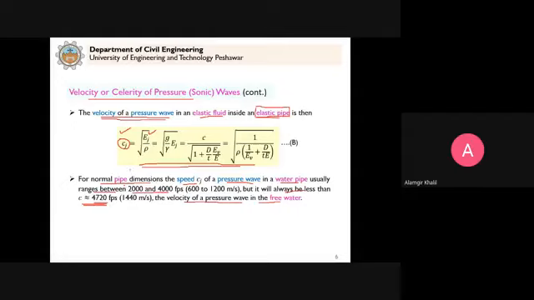I derived the equation for you, how this equation is developed. And now we can calculate the celerity of the pressure wave for elastic fluid as well as for elastic pipe. Elastic fluid and elastic pipe both. So now for any given fluid and pipe material, we can calculate, using these expressions, the velocity or celerity of the pressure waves.